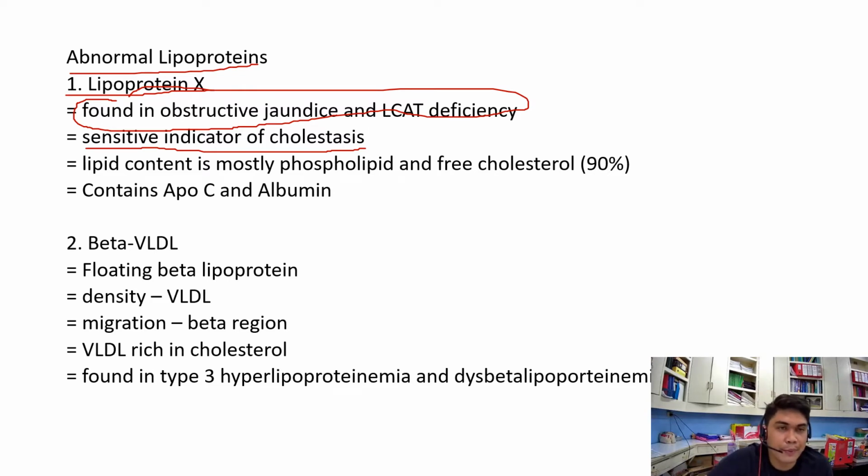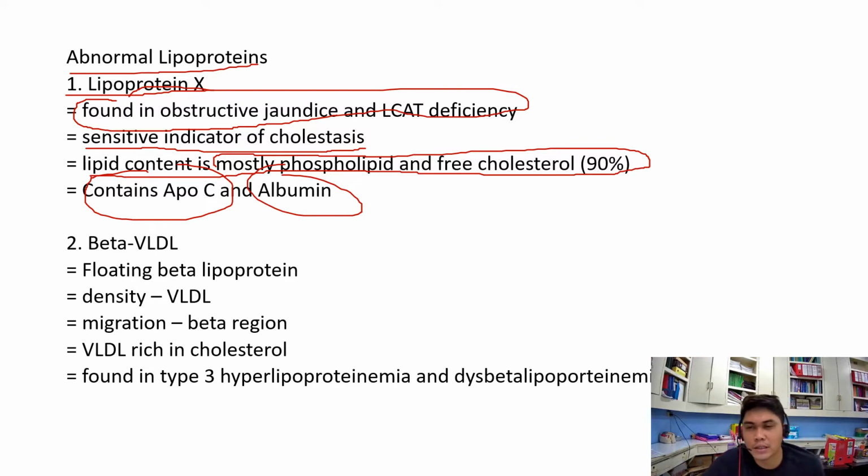For lipoprotein X, the lipid content is mostly phospholipid and free cholesterol. These are the abundant main components of lipoprotein X, and it contains ApoC and albumin. Albumin is not usually a component of lipoprotein, but here albumin is present in lipoprotein X. That's why it's an abnormal lipoprotein. Regarding migration, lipoprotein X goes to the cathode instead of the anode. The anode is positively charged, and the cathode is negatively charged. So lipoprotein X tends to migrate to the cathode, the negatively charged end of your electrophoresis.